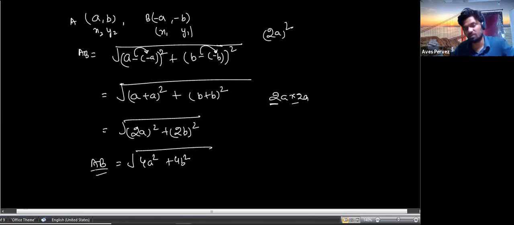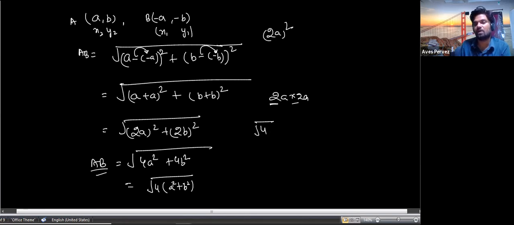The length of AB will be this one. What we can do here is take the 4 as common in both, and write a square plus b square. This 4 can be under root and we can split it out, because the root of 4 is 2. So you can write 4 as 2 into 2, and this comes out, and gives you 2 under root of a square plus b square.